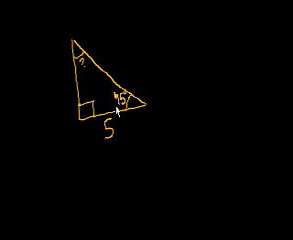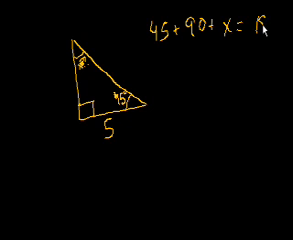Because we know this angle is 90, this angle is 45. So we say 45, let's call this angle x. I'm trying to make it messy. Okay, 45 plus 90, right? This just symbolizes this is a 90-degree angle, plus x is equal to 180 degrees. And that's because the angles in a triangle always add up to 180 degrees.